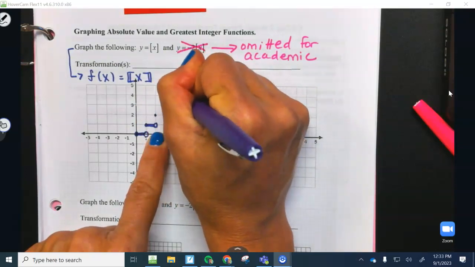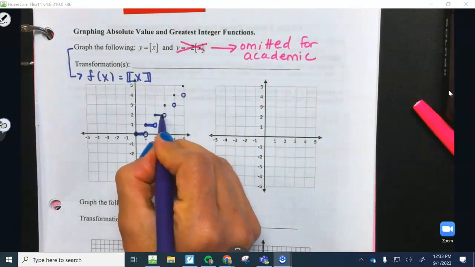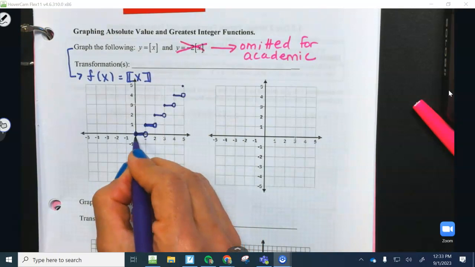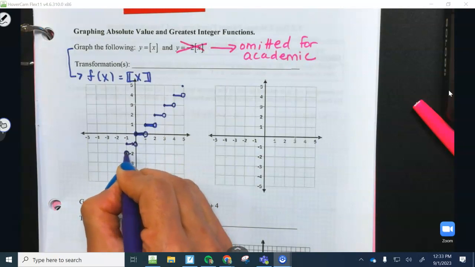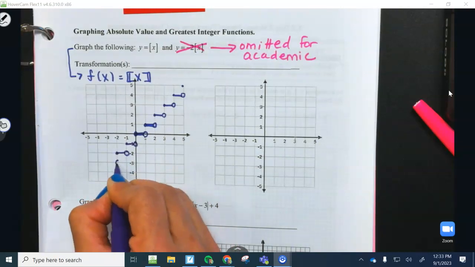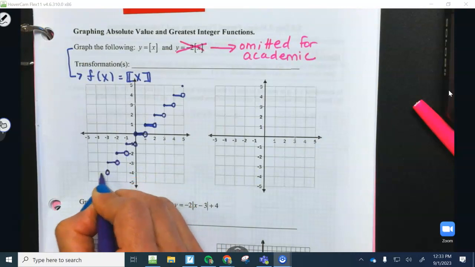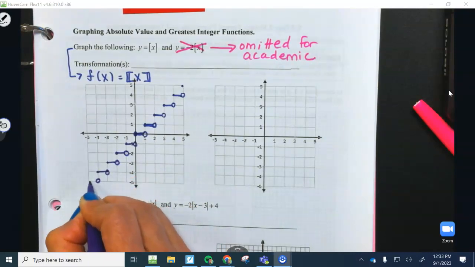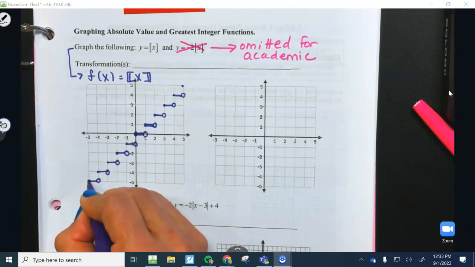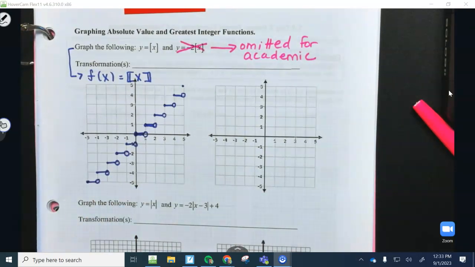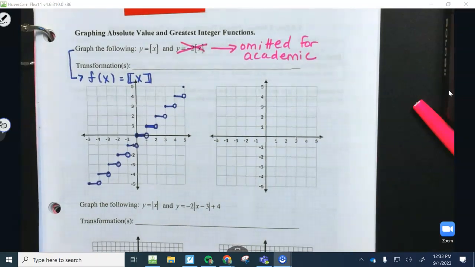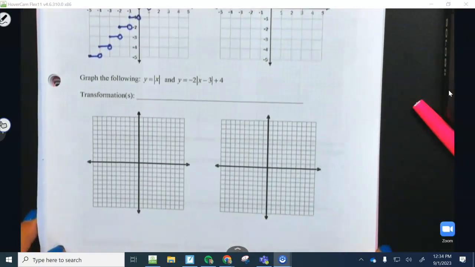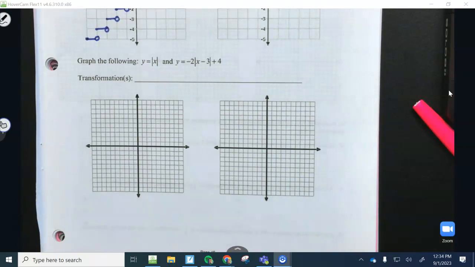So let's go ahead and just round off these steps here. We're going to go in both directions. And then that's going to just be a little review for the greatest integer function. I am not going to ask you to ever graph a stretch or a shrink in academic for this. Okay, so let's move on because I am going to ask you to do all of these transformations for absolute value. So look at the bottom of your page.